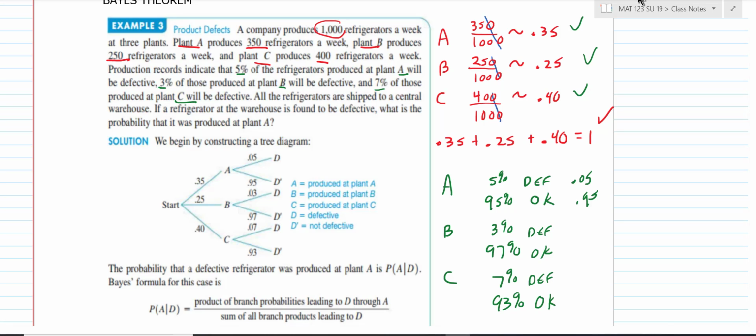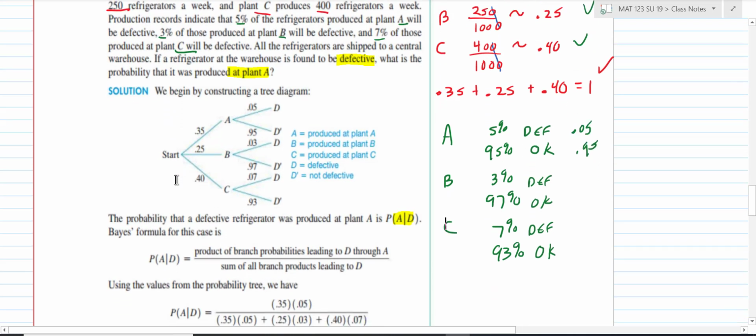So the question now is, if a refrigerator at the warehouse is found to be defective, what is the probability that it was made at Plant A? What that means is we're going to find the probability that it's produced at Plant A given that it's defective. That's what the problem is saying. We found it to be defective. We ended up at the defective branch, but we went through Plant A.